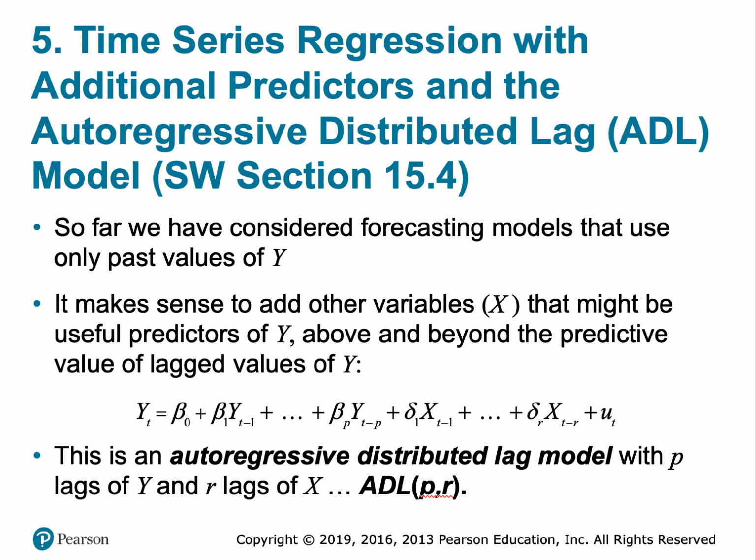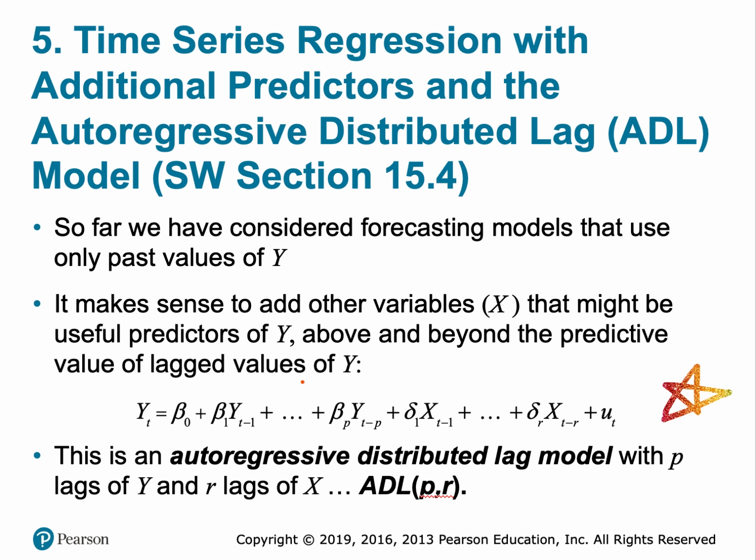We're talking about time series regression with additional predictors and the autoregressive distributed lag model. So far, we have considered forecasting models that use only past values of y. It makes sense to add other independent right-hand side variables that might be useful predictors of y above and beyond the predicted value of lagged values of y. And so here we have the autoregressive distributed lag model.